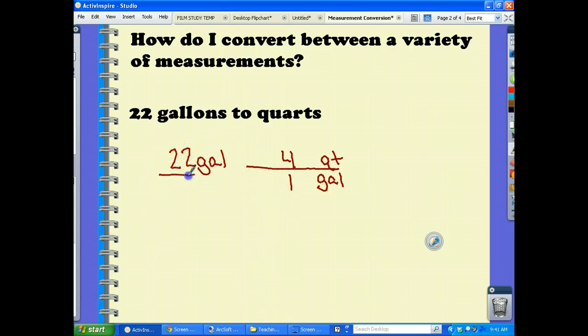From here, I just multiply across the top. I should cancel out my gallons. 22 times 4 would be 88. And then I can multiply across the bottom. It's understood that there's a 1 there. 1 times 1 is 1. So I know for 22 gallons, there's 88 quarts.